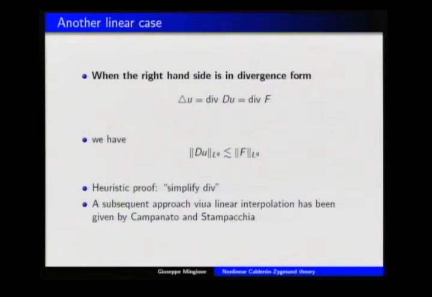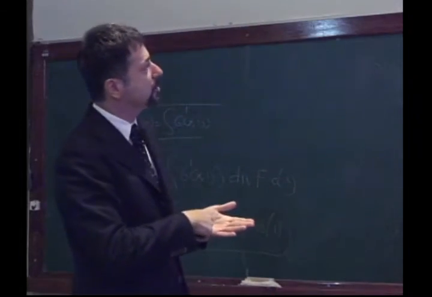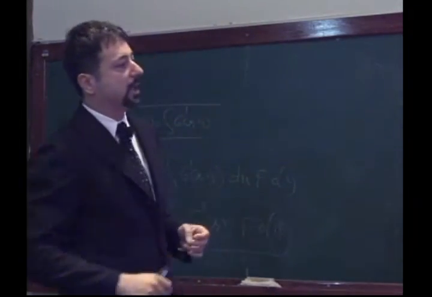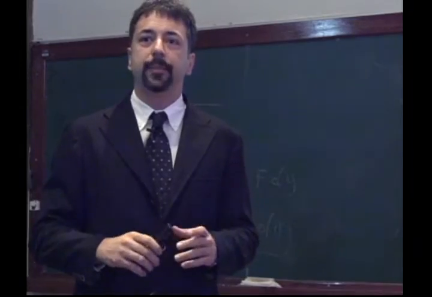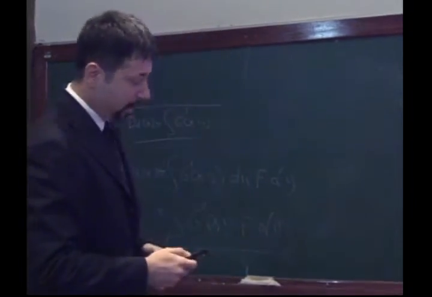Okay, a subsequent approach, a very important approach, was given by two Italian mathematicians in the 60s, Campanato and Stampacchia, and they were not relying on representation formulas. This was the first time that this theory was avoided. They were not relying on representation formulas, but they were strongly relying on some dual approaches, in some sense. They were using the linearity of the equation, and then they were using regularity estimates and some interpolation spaces.